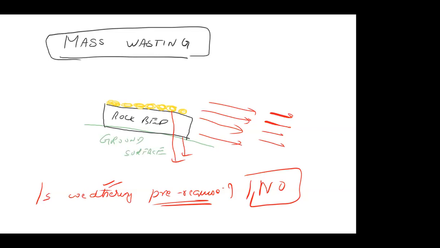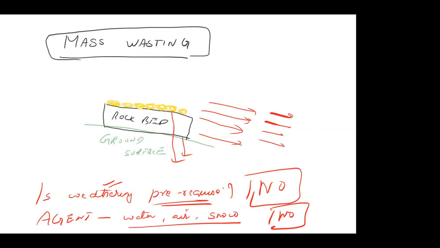So, next question. How about the agents, like water, air, snow? These are all required for carrying material. These are the tricky questions, right? Carrying the mass wasting, also no. We know gravity is the reason, right? Only the reason. So what happens?